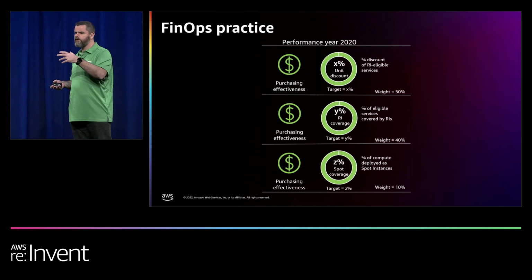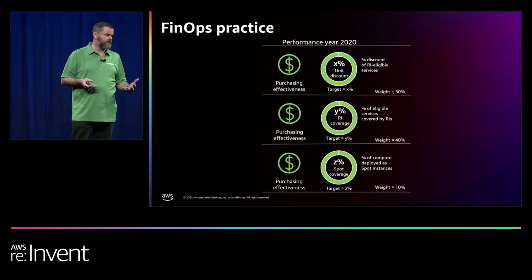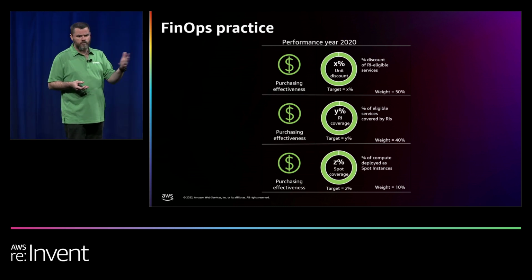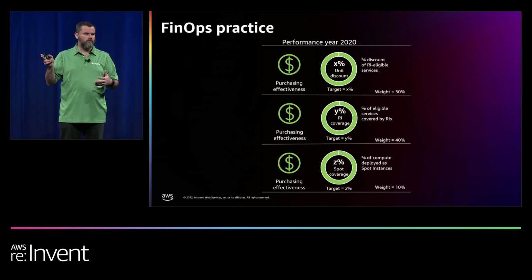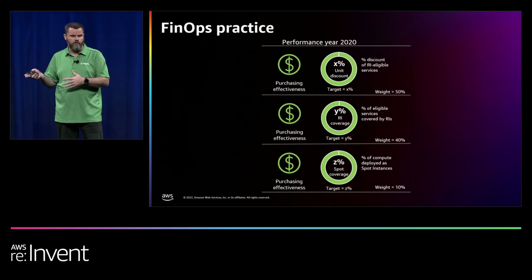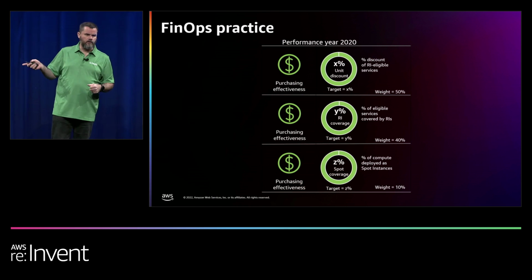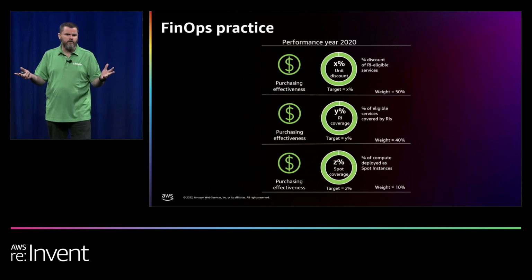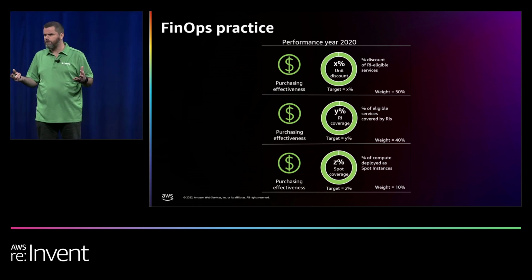We took the number of hours that were reserved, we divided that by the total hours that were used by that service minus Spot if Spot was available for it. I'll talk more about Spot in a second. So that was what we did. Gave us a simple RI coverage rate.